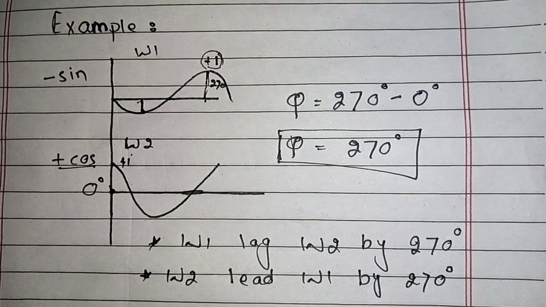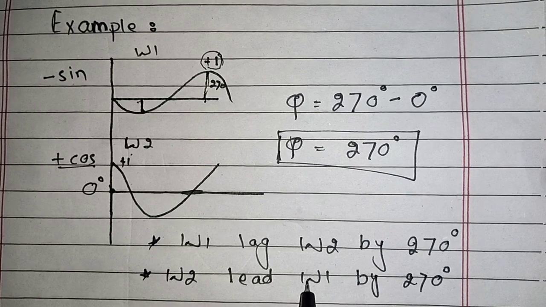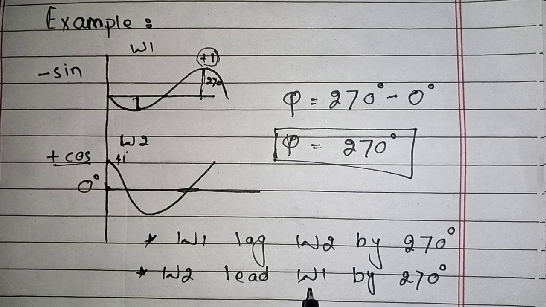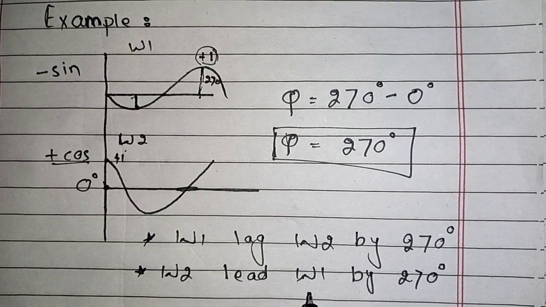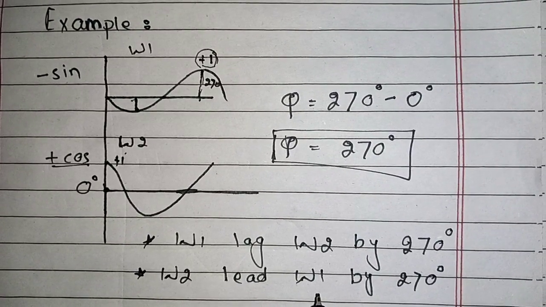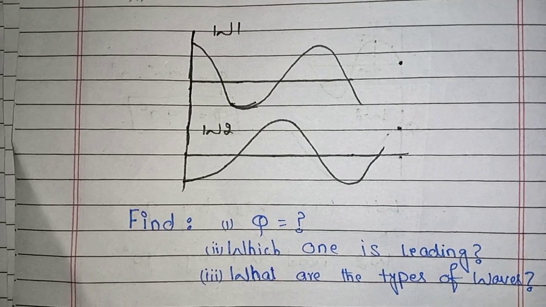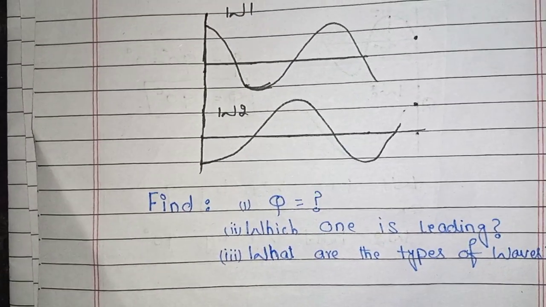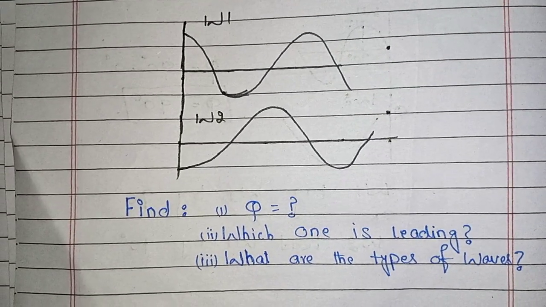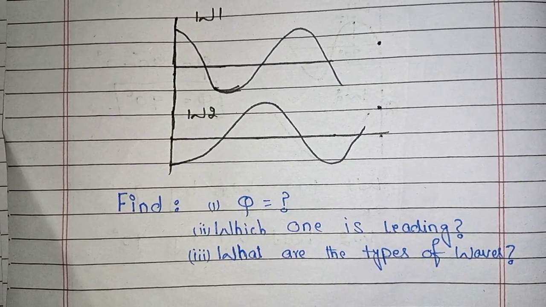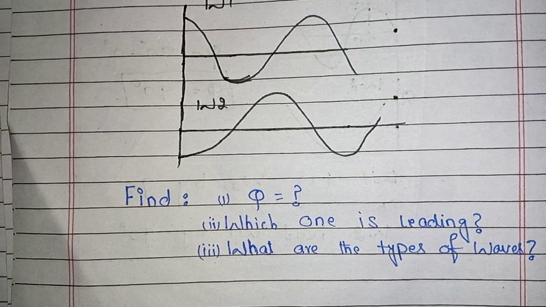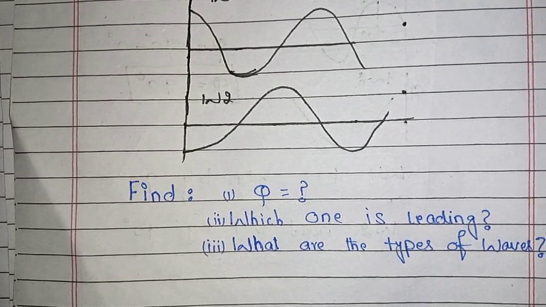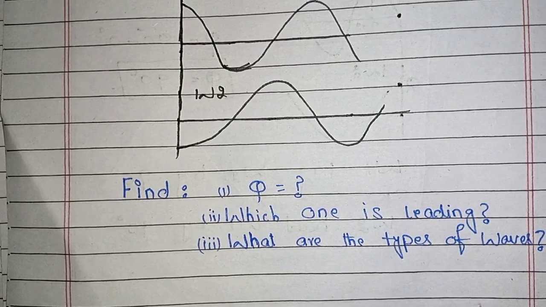Here is a task for you: find out the phase difference and then show which wave is leading and which wave is lagging, and answer in the comment section. Now just pause the video for a small moment and find the following. Two types of waves are given to you, wave 1 and wave 2. You have to find the phase difference between these two waves, secondly find which wave is leading, and third, recognize the type of wave.